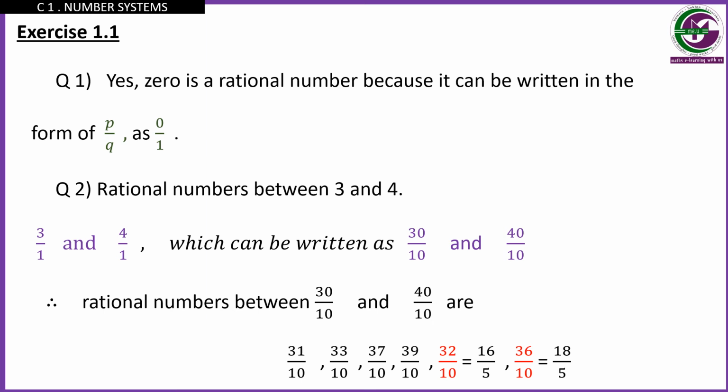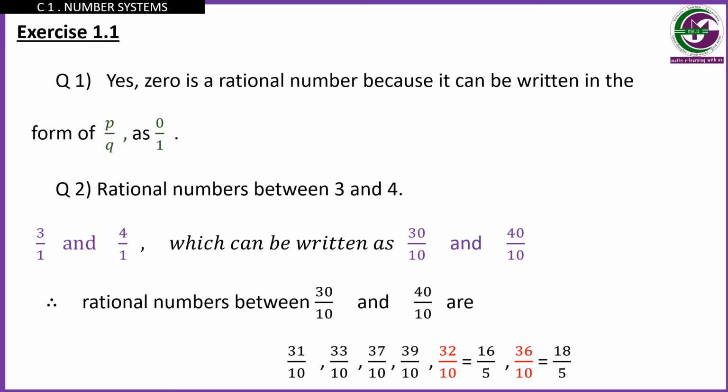Simplify, divide by 2 in the numerator and denominator. So 32 divided by 2 is 16, and 10 divided by 2 is 5. And choose any other number, let's say 35 by 10 or 36 by 10, anything. 36 divided by 2 is 18, 10 divided by 2 is 5.